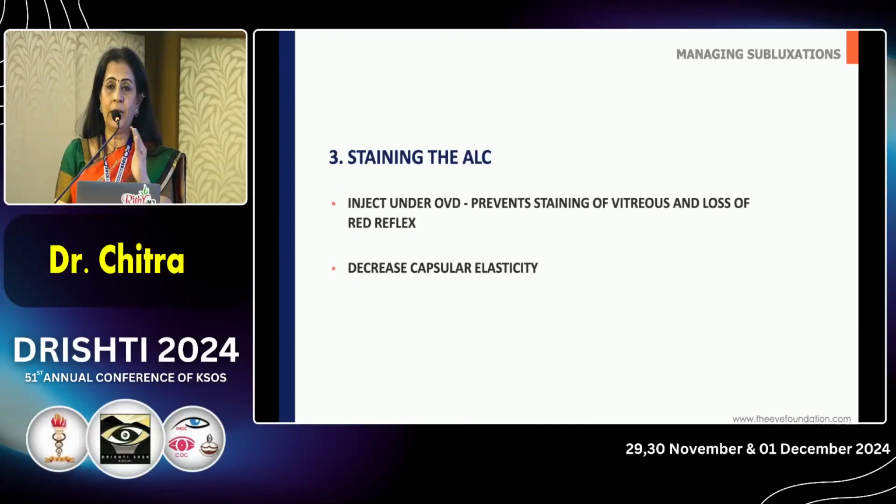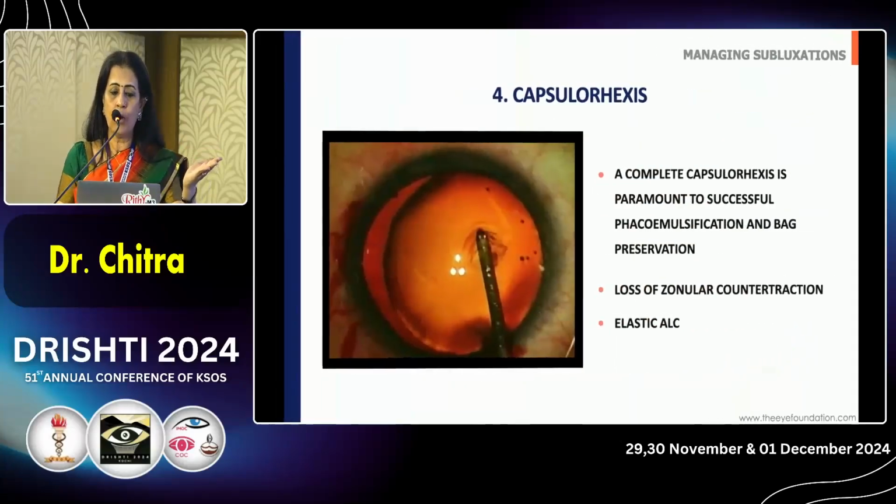Staining of the lens capsule: you should not straight away inject Trypan Blue because it will go behind the area of zonular weakness and you will not have a good view. The red reflex will go. So what you need to do is inject viscoelastic in that area of the zonular weakness, and then over and above it you paint the Trypan Blue so the red reflex will not be lost.